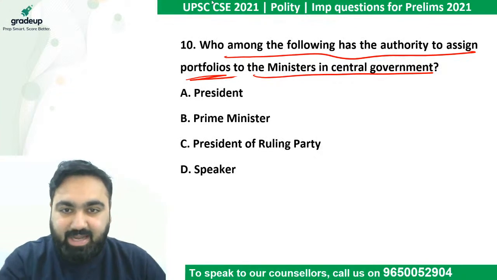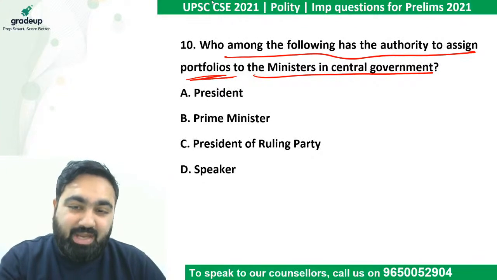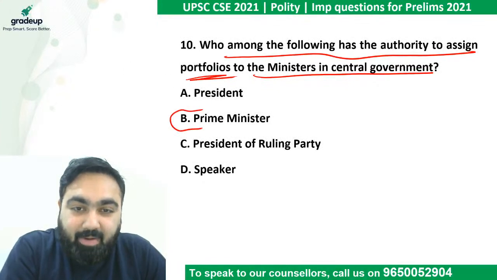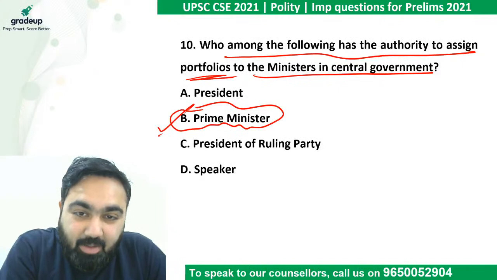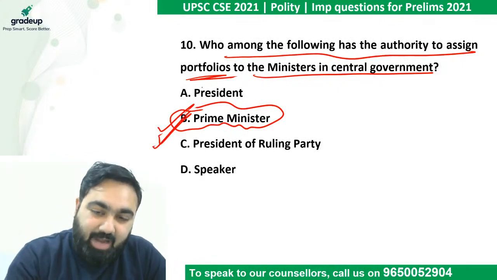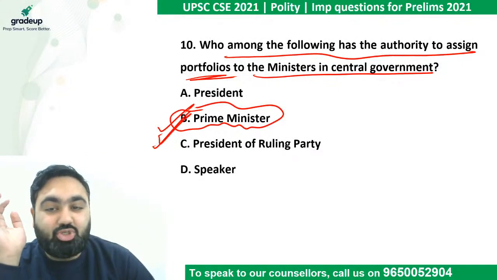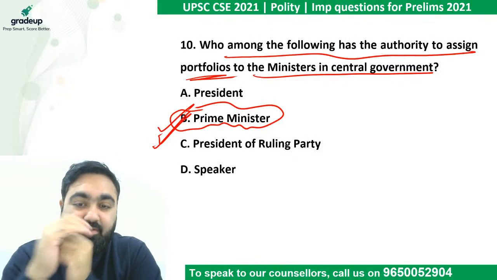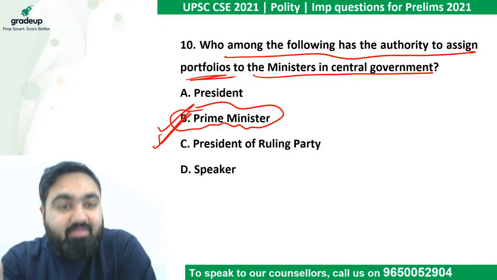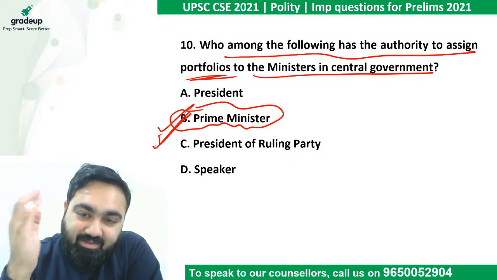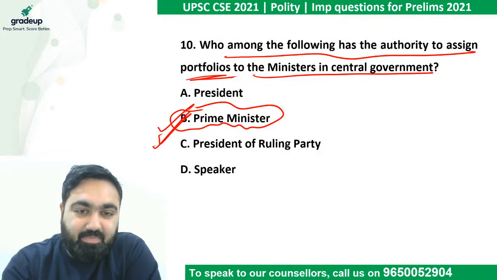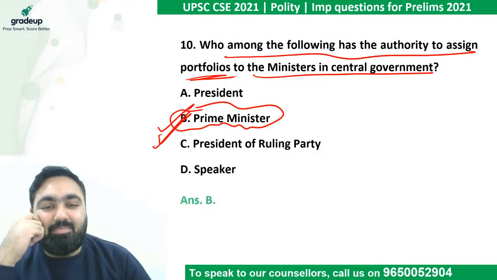Let's see. If you read Indian polity, in the chapter for the Prime Minister, this is one of the powers of the Prime Minister. The Prime Minister assigns portfolios to the different ministers. He decides which person will be given which ministry. So the division of portfolio is the power of the Prime Minister. And that is why the answer here is B.